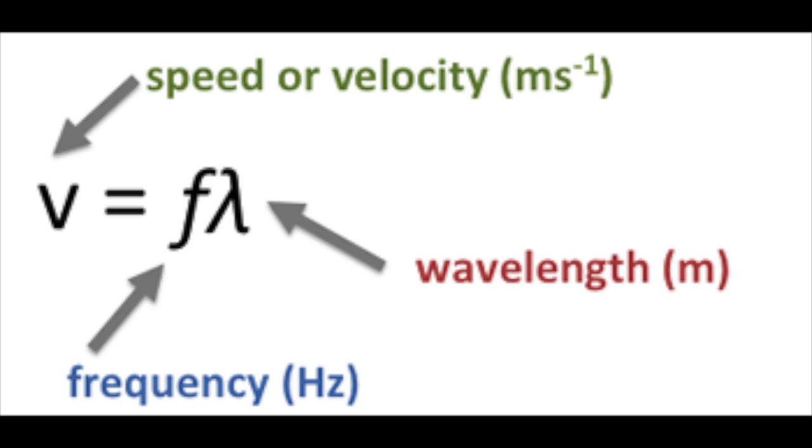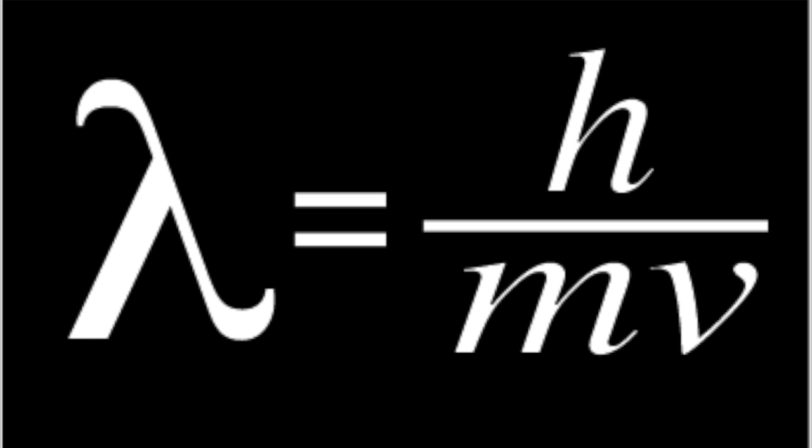Wave velocity, frequency, and wavelength are all connected in a wave equation: v equals f lambda, or the newer equation that we just learned, lambda equals h over mv.